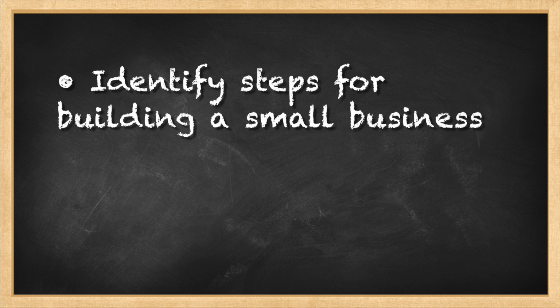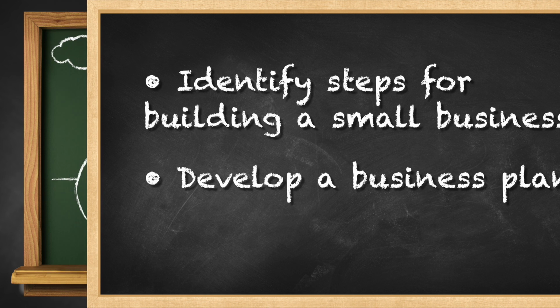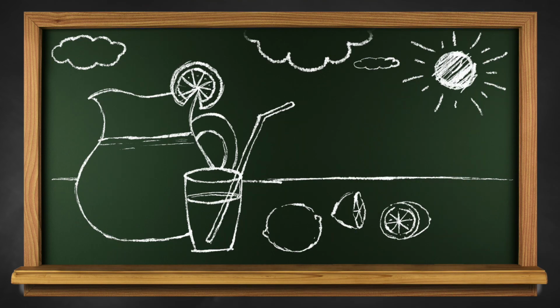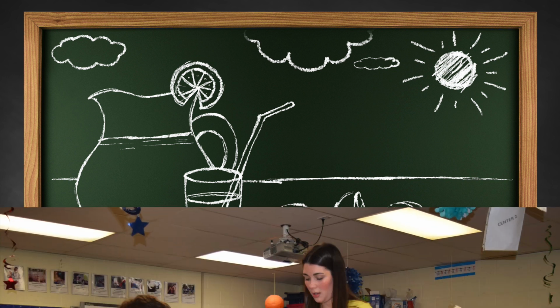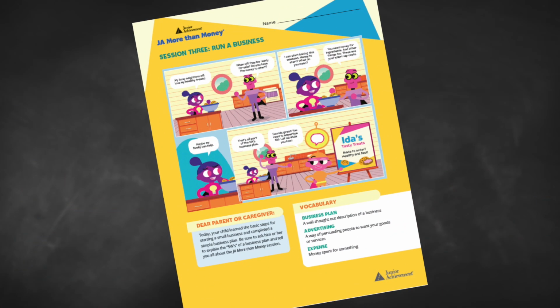In this session, students identify the basic steps for building a small business and develop a basic business plan. Before class, prepare a story or experience about a time in your childhood when you sold a homemade good or set up a stand to earn money. As class begins, greet the students and pass out the Session 3 flyers.